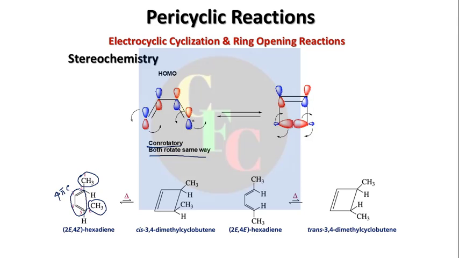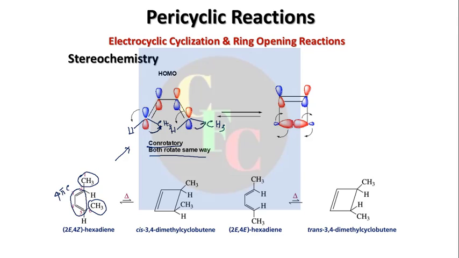But if you draw it, say this is CH3, this is H, this is CH3, this is H. I have drawn it here like this. So this is what? This is 2E,4Z-hexadiene. In the 2 position you have a trans type of configuration, so it is 2E, and here it is Z. So if you start with this isomer, 2E,4Z-hexadiene, you have only one way to do the reaction, that is conrotation.